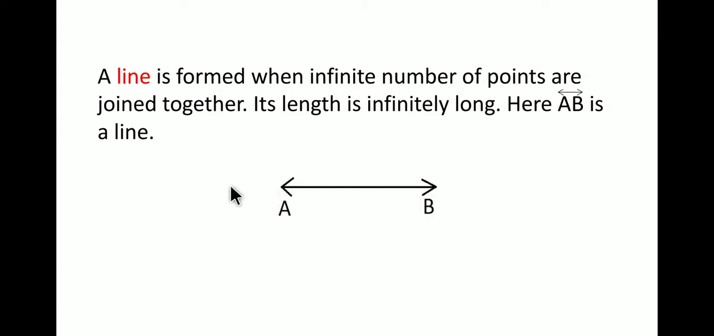So this means that if you have to draw a very long line, then it will be shown with the arrow heads. And when we are writing any line, like AB is written over here with the line on top of AB. So this means that AB is a line which will go up till infinity. So it is infinitely long, and there are infinite number of points in this line.